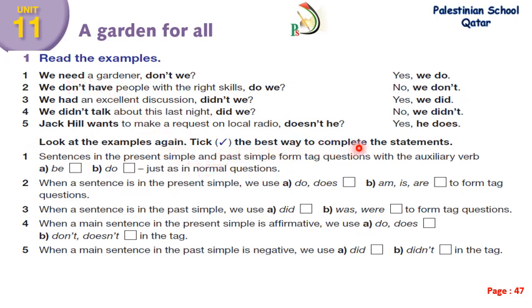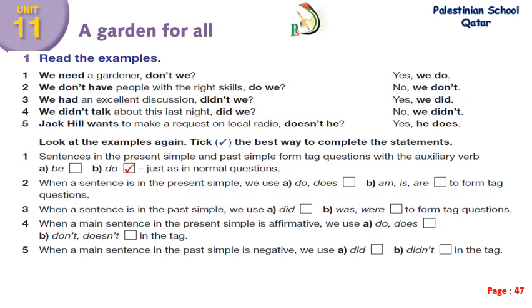Choose the best way to complete the statements. Number 1. Sentences in the present simple and past simple form tag questions with the auxiliary verb be or do, just as in normal questions. Did you guess the answer? It's very easy. Yes, B. Number 2. When a sentence is in the present simple, we use A. do, does, or B. am, is, are, to form tag questions.